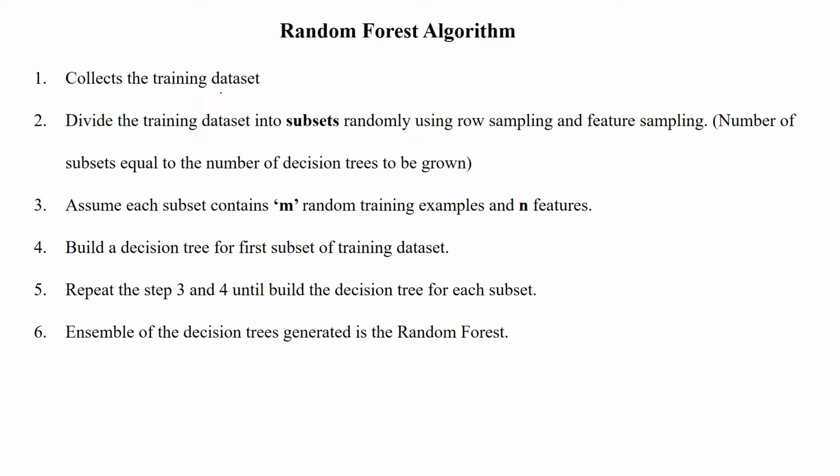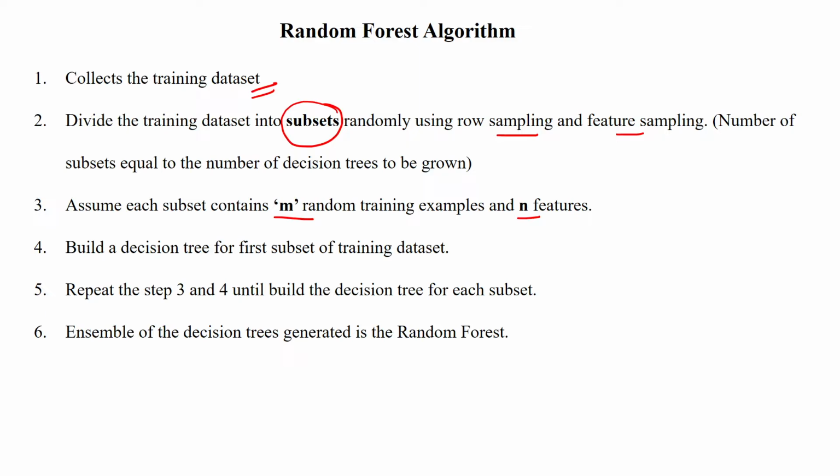The first step is to collect the data set. Then we make subsets of the data set, selected by using feature sampling and row sampling. Here we assume m training samples are selected with n features. Based on that, we can build the weak learners one by one, parallelly.